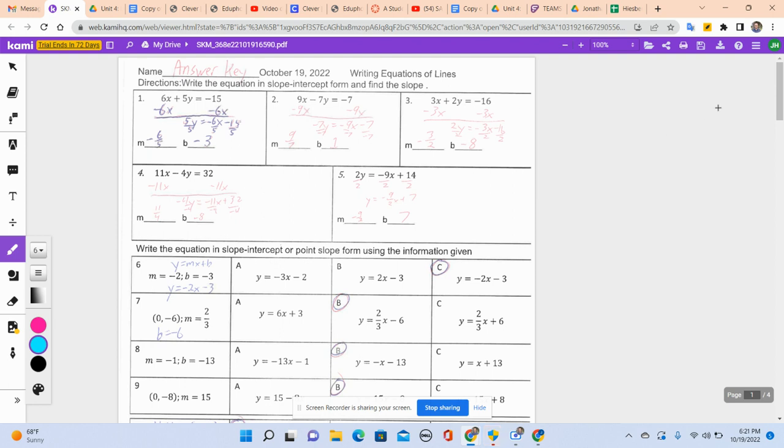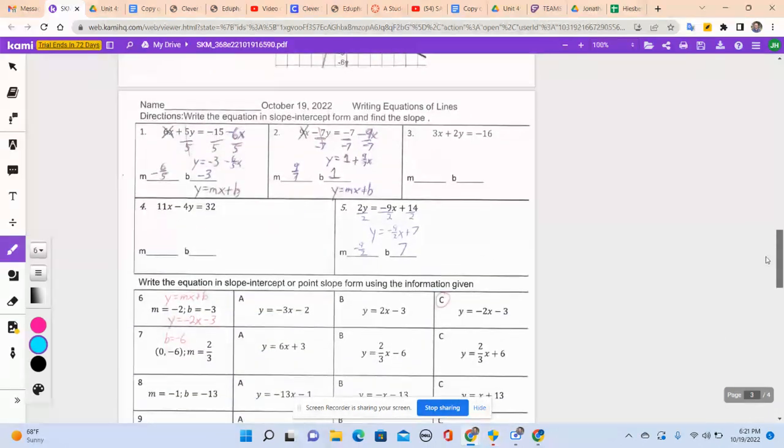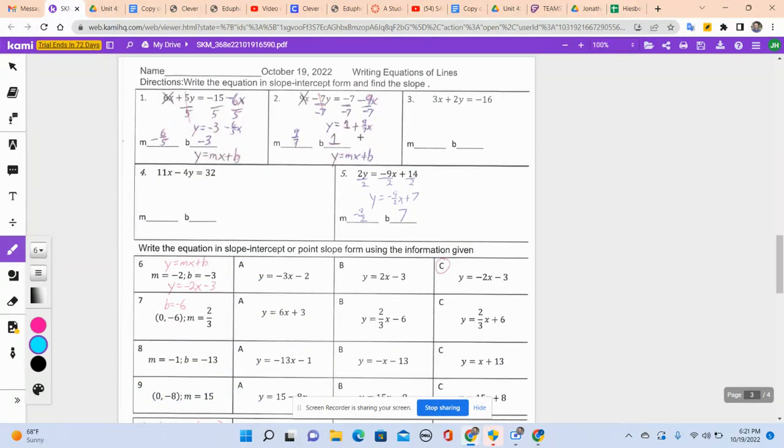Now, I did show another way that you might find easier to do this. Instead of writing minus 6x, you just cross this out, and boom, you put minus 6x over here. Then you're ready to divide by 5. Boom, boom, boom. You get the same answer, same slope, same y-intercept.